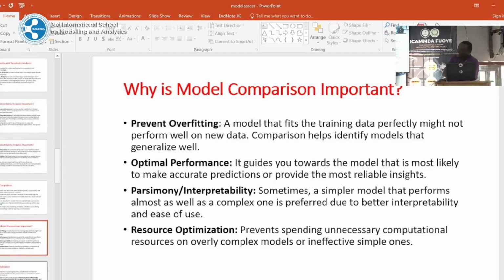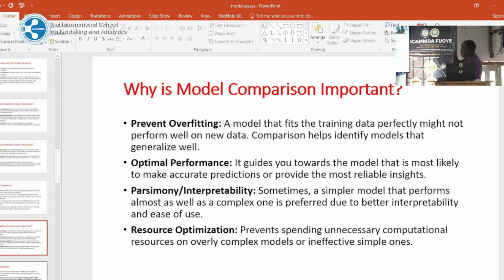Now, why is model comparison important? We want to prevent overfitting. Overfitting means that the model is capturing the data exactly, with no space within. A model that fits the training data perfectly might not perform well on new data. So comparison helps identify models that generalize well. When you put in unseen data or you are doing cross validation, you will still get a good result in terms of the prediction.